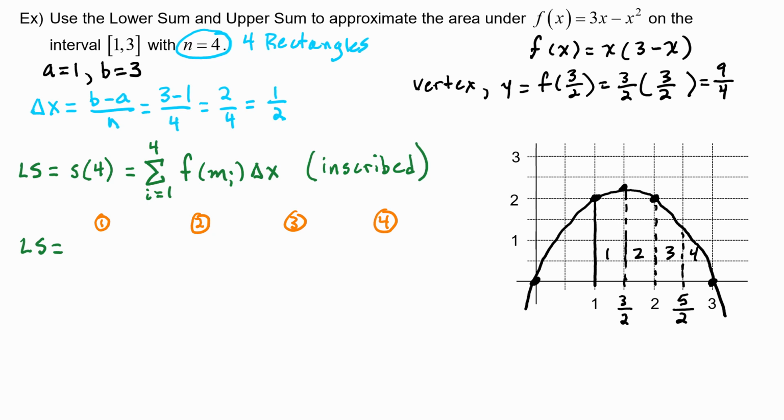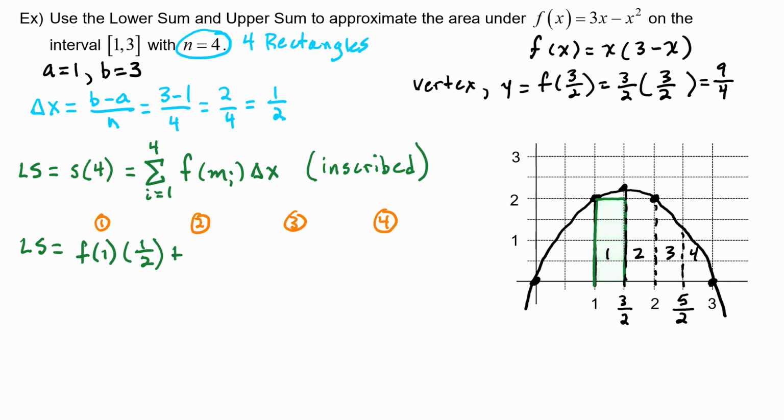In region 1, we have to pick the x value that gets us the inscribed rectangle. So here we have to pick this left side, because if we pick this right side point, we would get a rectangle that goes above the curve, and that's a circumscribed rectangle. So we're going to have to pick for the height f of 1 so that we get this rectangle. So we will have f of 1 times delta x, which we know is 1/2.